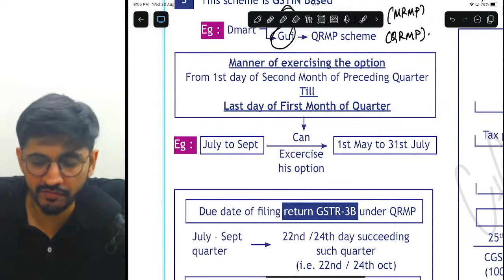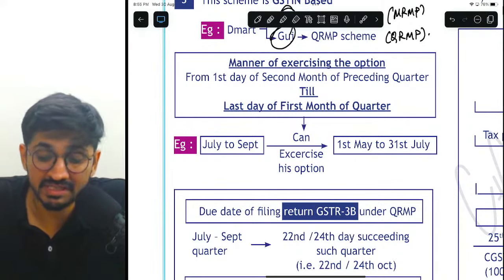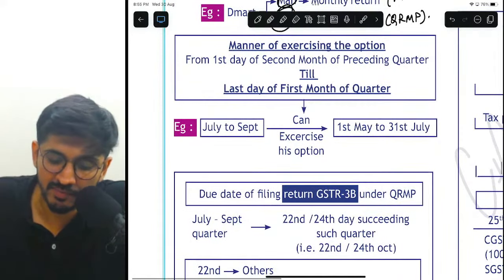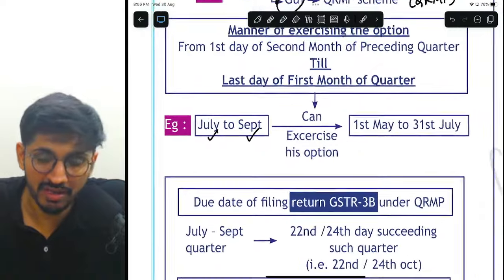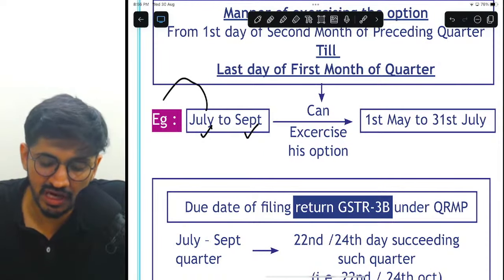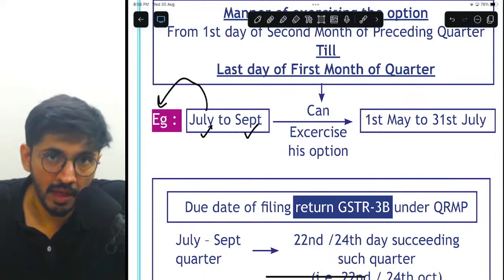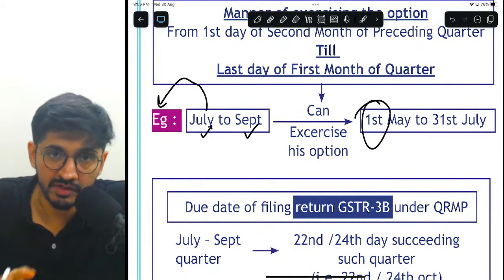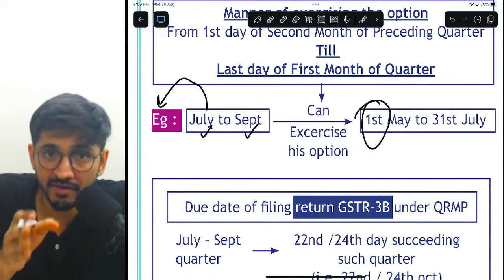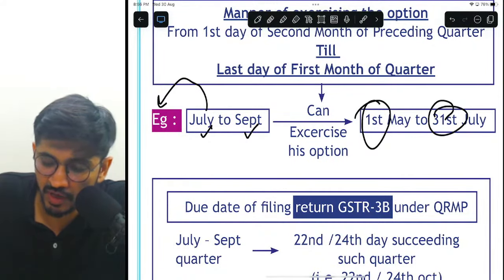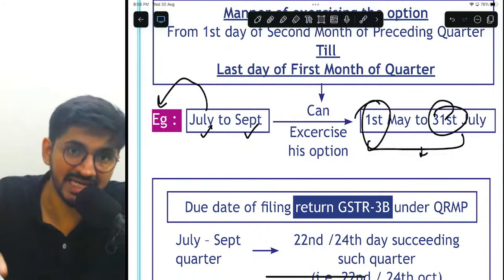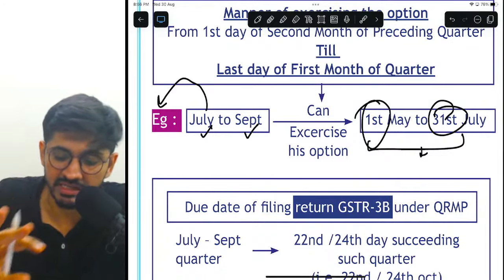The manner of exercising the option is very simple. From the first day of the second month of the preceding quarter till the last day of the first month of the quarter. For example, you are going for the July to September quarter as QRMP scheme. The last quarter is April to June, so the second month's first day, that is first May, up to the last day of the first month of the quarter, that is 31st July. You intimate the QRMP scheme between these dates, very simple.